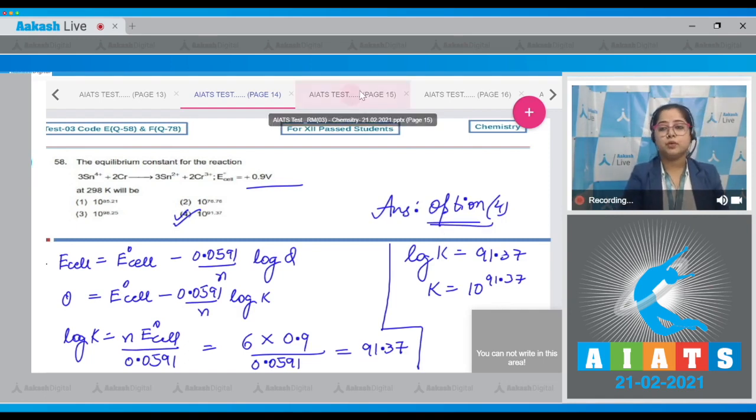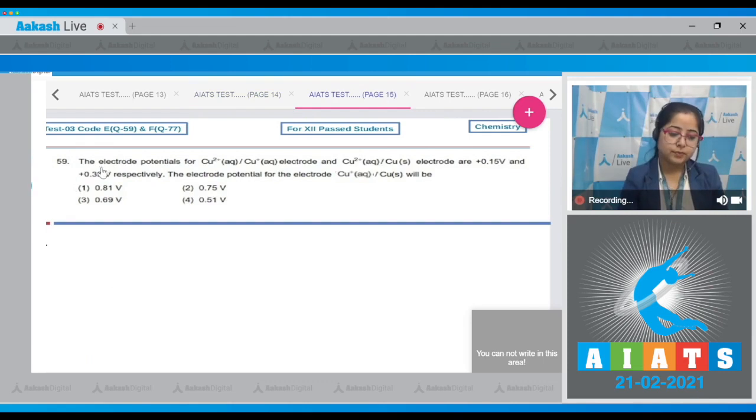Moving to the next question, students, which is question number 59. Let's read it. The electrode potential for Cu2+ to Cu+ electrode and Cu2+ to Cu solid electrode are plus 0.15 volt and plus 0.33 volt respectively. The electrode potential for the electrode Cu+ to Cu will be. Students, first of all, for this question, we need to know that E naught cell is not an additive property. Rather, delta G naught is an additive property. So first of all, we have to calculate delta G naught for the given cells, and then we'll be able to calculate E naught cell for the required reaction.